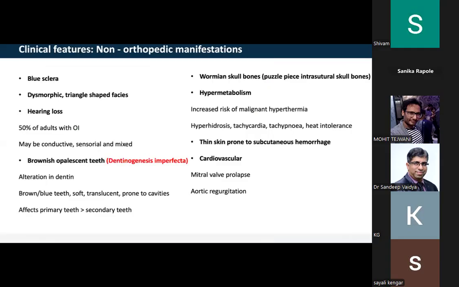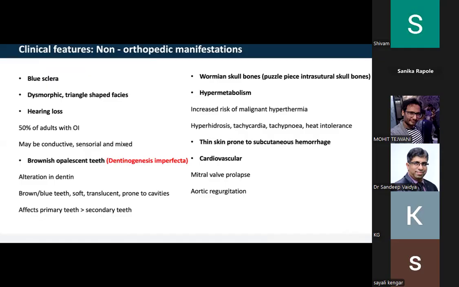So OI is a connective tissue disorder. We'll go ahead with the clinical features now. It is a connective tissue disorder, and that's why the extraskeletal findings are often the first clue that we see in the patient. Starting with the thin collagenous sclera, it allows the choroid to shine through, resulting in blue colored sclera, which is typically seen in type 1, but is not universally seen in all types of OI, as we have seen.